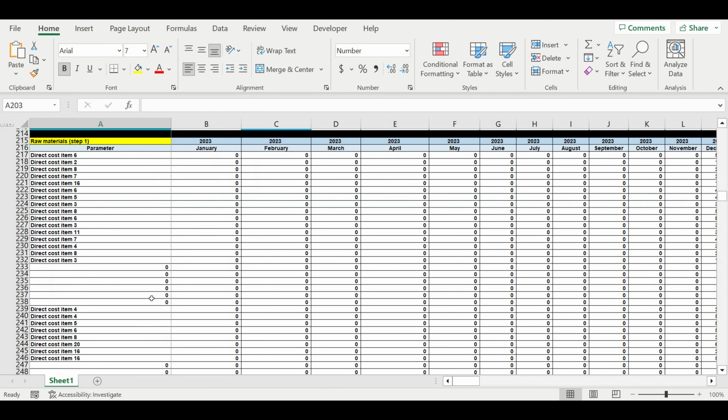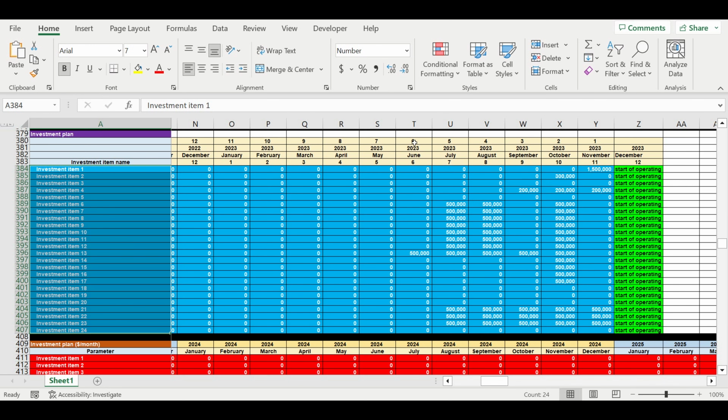Then we are moving to the investment plan. So here we specify what we invest during the investment stage. Then we specify when we invest during the investment stage. So this is the moment when we start operating activity. And here we specify how much we invest in this or that investment plan item.